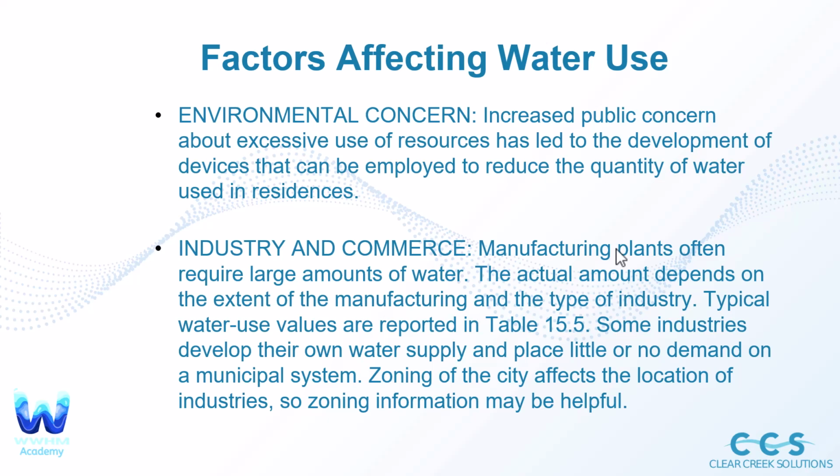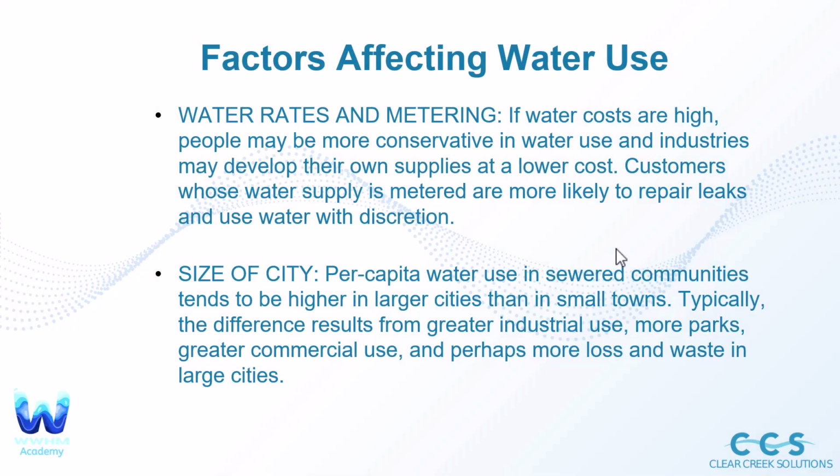And then industry and commerce. Manufacturing plants often require large amounts of water. The actual amount depends on the extent of the manufacturing and the type of industry. Typical water use values are reported in the table. Some industries develop their own water supply and place little or no demand on a municipal system. Zoning of the city affects the location of industries, so zoning information may be helpful.